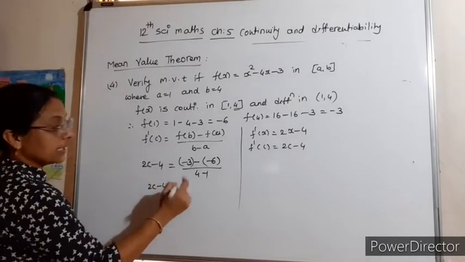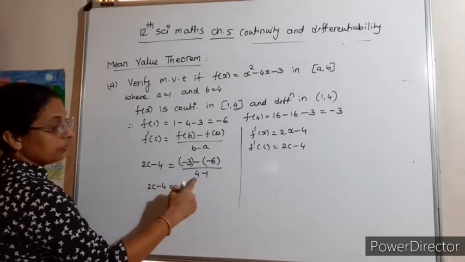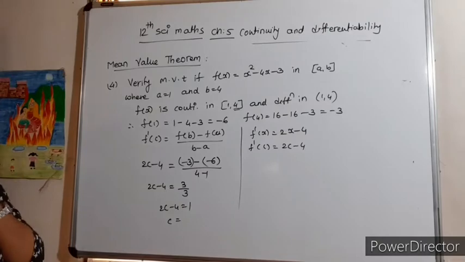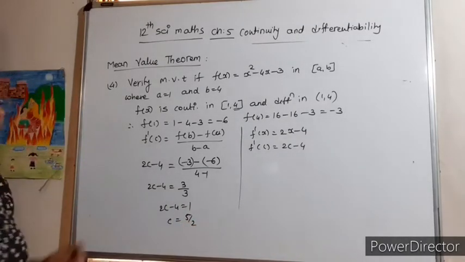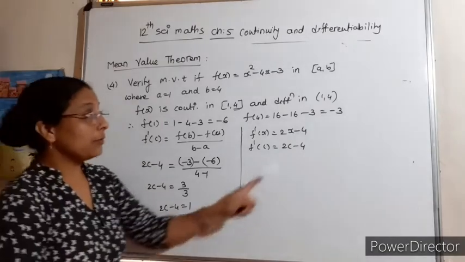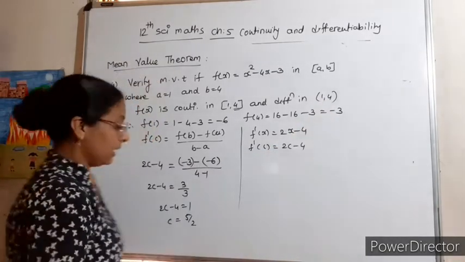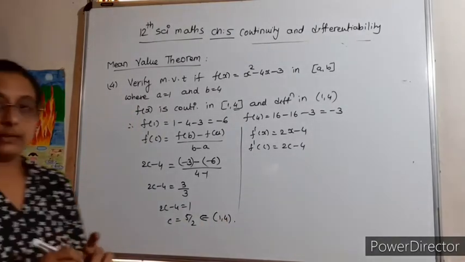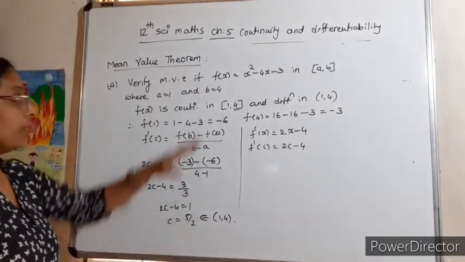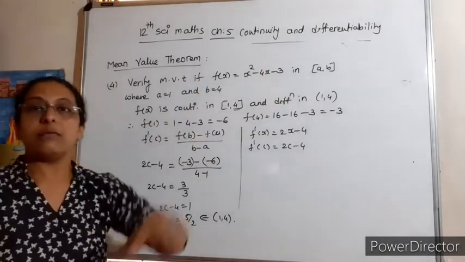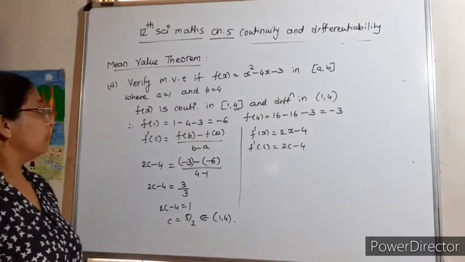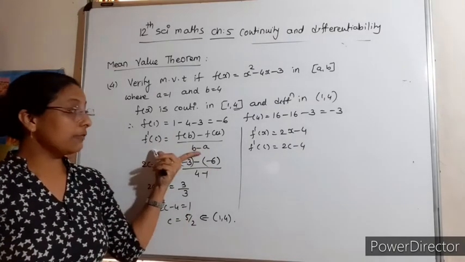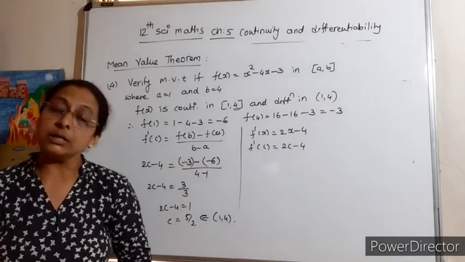2c minus 4 is equal to 6 minus 3, 3, upon 4 minus 1, 3. 2c minus 4 is 1. So c is equal to what? It is 5 by 2. You know 5 by 2 is 2.5. 2.5 belongs to open interval (1, 4). So we can say that c belongs to open interval (1, 4). That is our answer. That we get the value of C for this function which belongs to this open interval (1, 4). Understand that? This is the mean value theorem. Rolle's theorem में आपको f dash c 0 लेना है. Mean value में ये formula लेना है and put the values and find out the C.